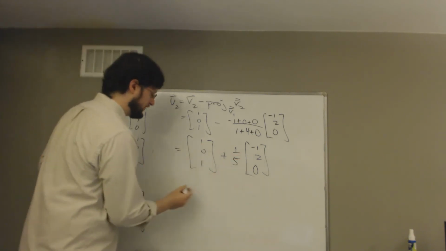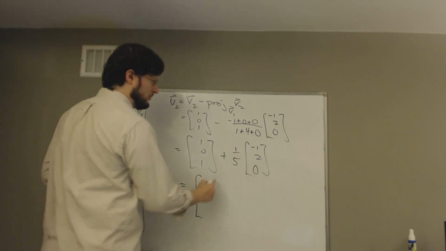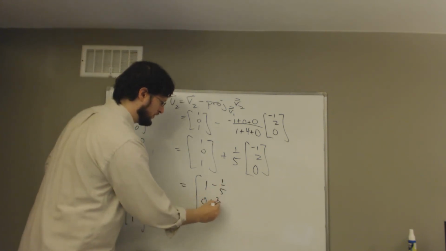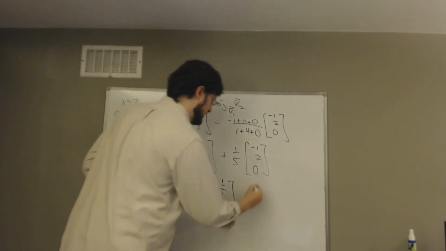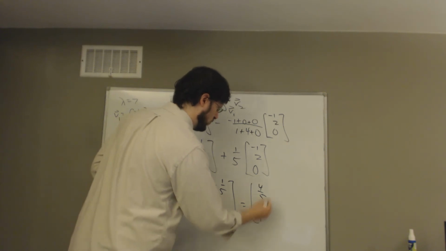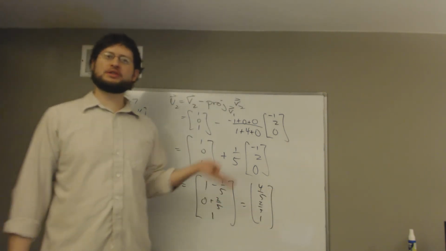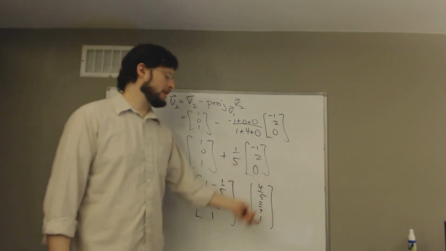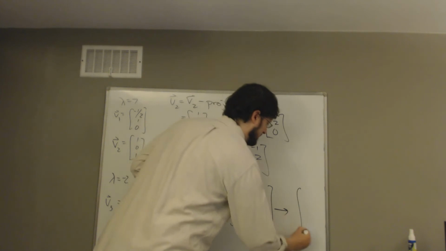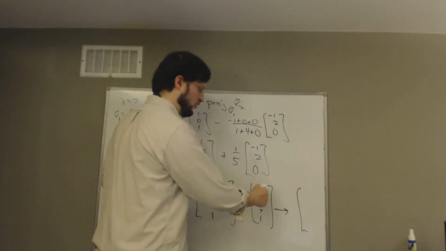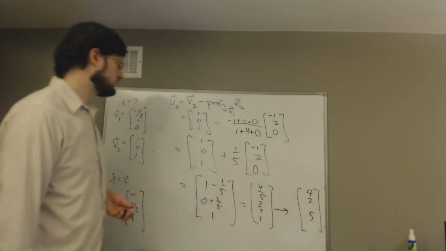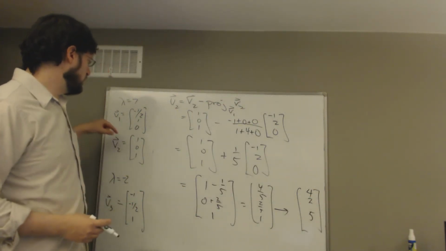If we simplify this, we get 1 minus 1/5, which is 4/5, we get 0 plus 2/5, which is 2/5, and we get 1. And again, we might as well scale. There's no reason to include a complicated vector which has fractions. Why don't we just scale this up by multiplying by 5, and if we do that, we get 4, 2, 5.